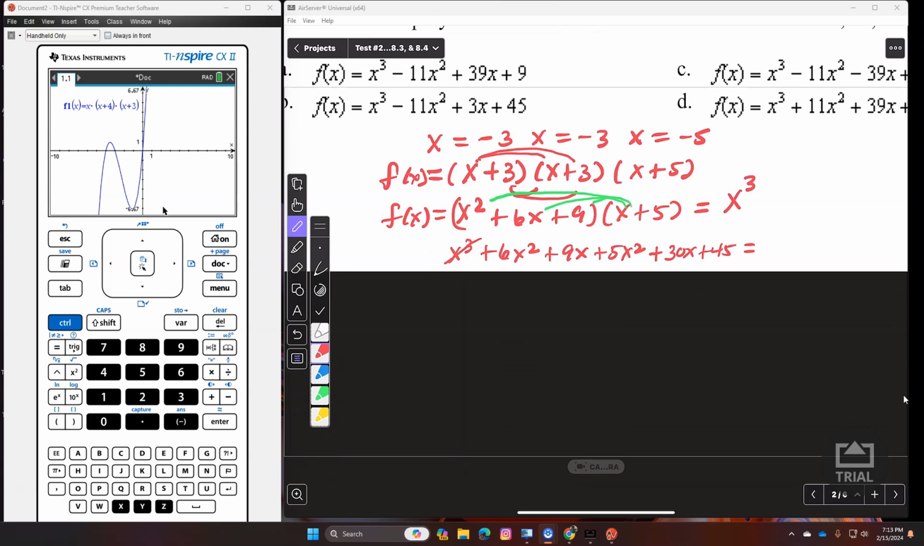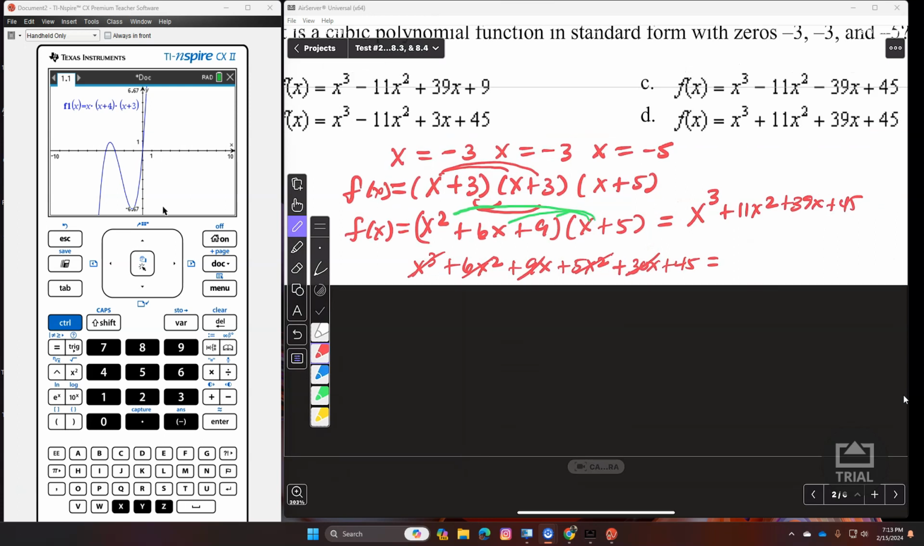6x squared plus 5x squared, that's 11x squared. You mark those out. 39x, you mark it out. And then you have 45, right? So it appears that the answer will be D. And you notice that they're all reals. What you can do is you can just graph it if you wanted to. And I'll pause it right now so I can graph.